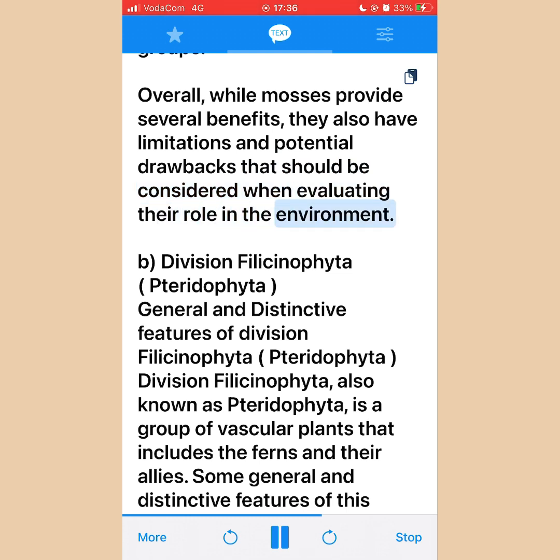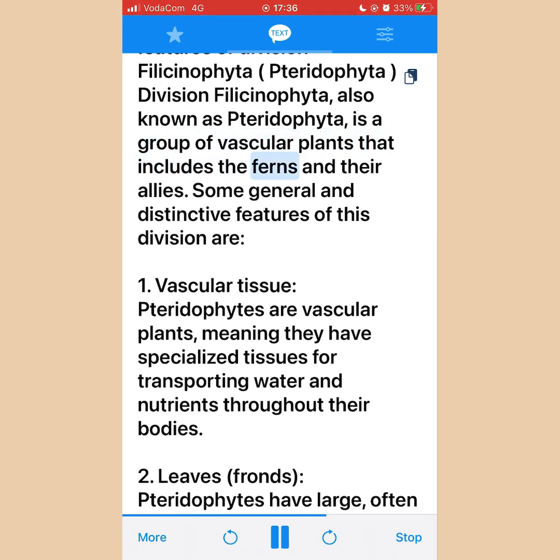B. Division Phyllosynophyta, Pteridophyta. General and distinctive features of division Phyllosynophyta, Pteridophyta. Division Phyllosynophyta, also known as Pteridophyta, is a group of vascular plants that includes the ferns and their allies. Some general and distinctive features of this division are: 1.